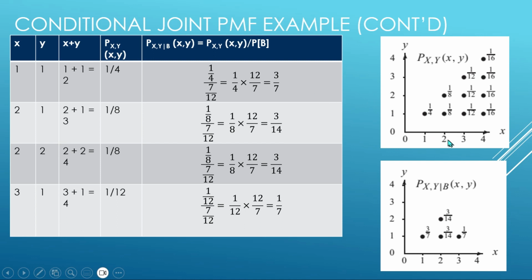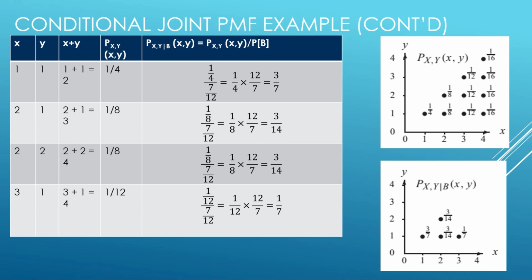And 2 comma 1 is 1 by 8. So 1 by 8 is divided by 7 by 12, which gives after simplification 3 by 14. And again 1 by 8 divided by 7 by 12 will produce the same result, 3 by 14. And 3 comma 1 gives 1 by 12 divided by 7 by 12. As you can see, 1 by 12 is over here. Divided by 7 by 12 gives 1 by 7.